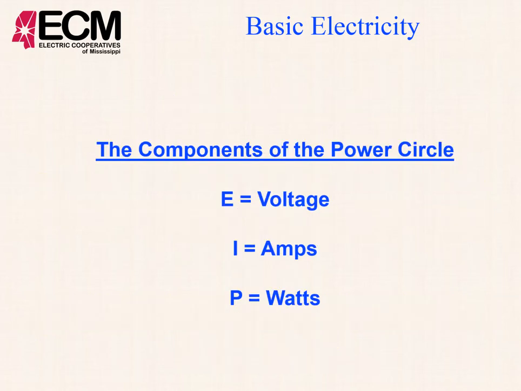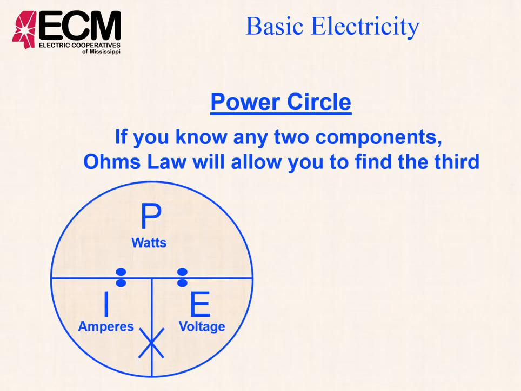The components of the power circle again: E is voltage, I is amps, and P is watts. We do the same thing as we did with the Ohm's Law wheel. If we know any 2 of those, we can find the other one by doing some simple math. If you know the current and the wattage, we can take the I, the current, divide it into the watts, the P, and come up with the voltage. Or vice versa, divide the voltage into the watts, and we'll find out the current. If we know the current and the voltage, we can multiply those 2 together and find out what the wattage of that device would be.